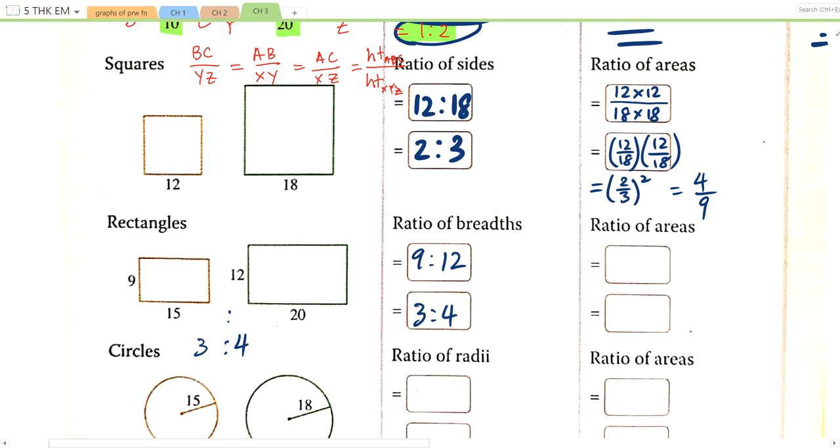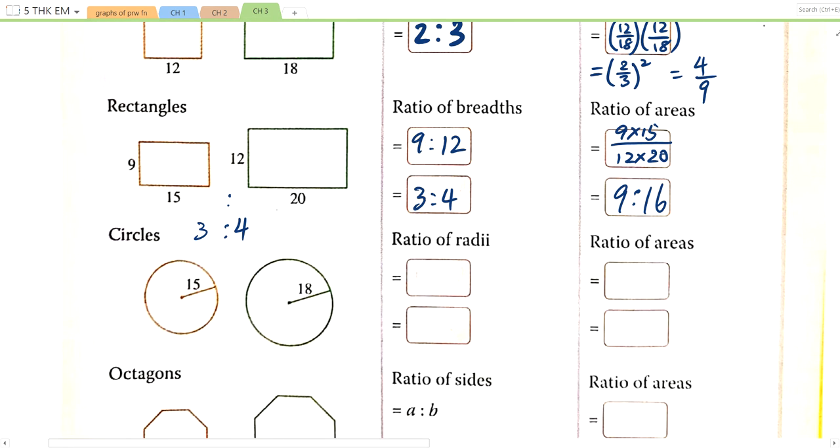Ratio of area, 9 times 15 divided by 12 times 20. I'm not going to work it out because I know it's going to be 9 over 16. You can work it out and you will get 9 over 16. Yeah, you leave it in ratio. It can be 9 to 16. Okay? Let's try for a circle this time.